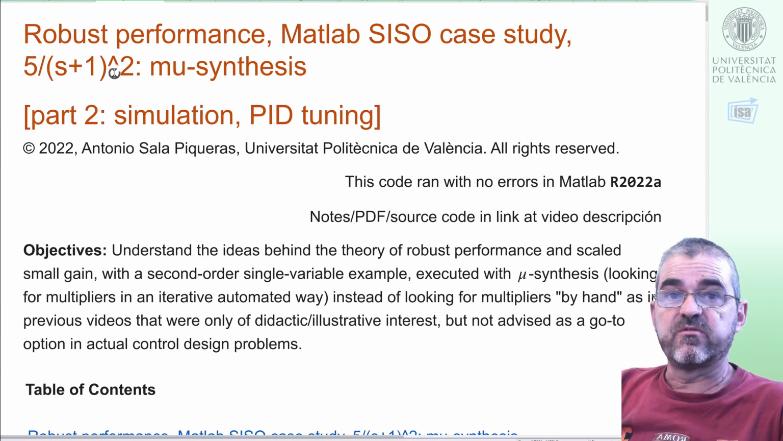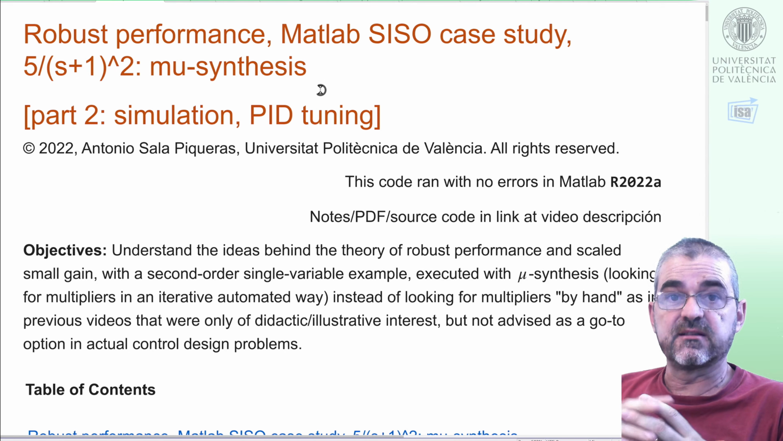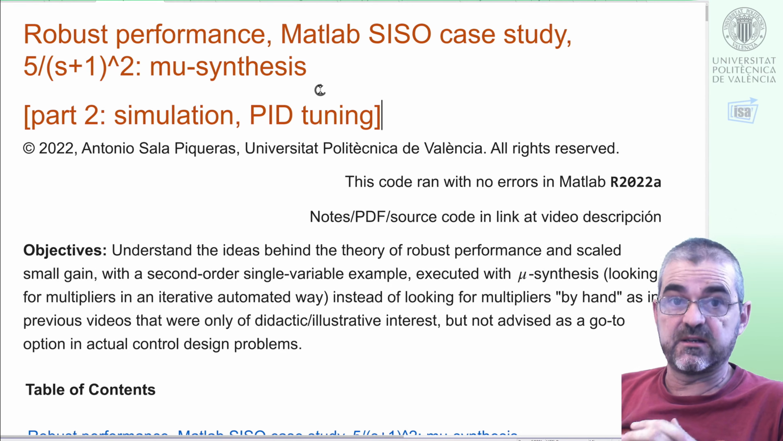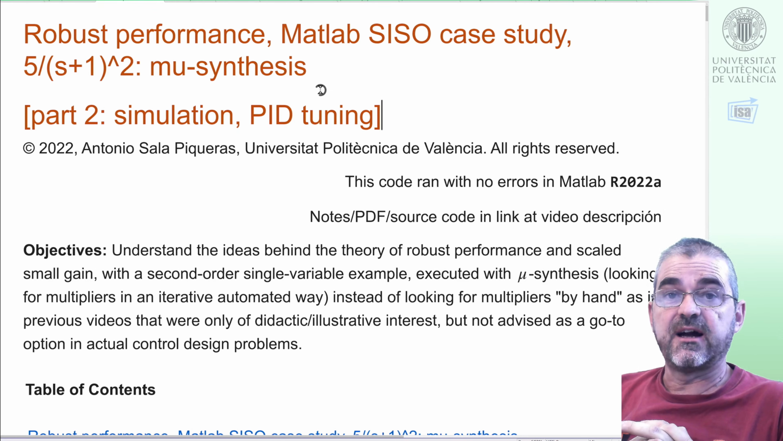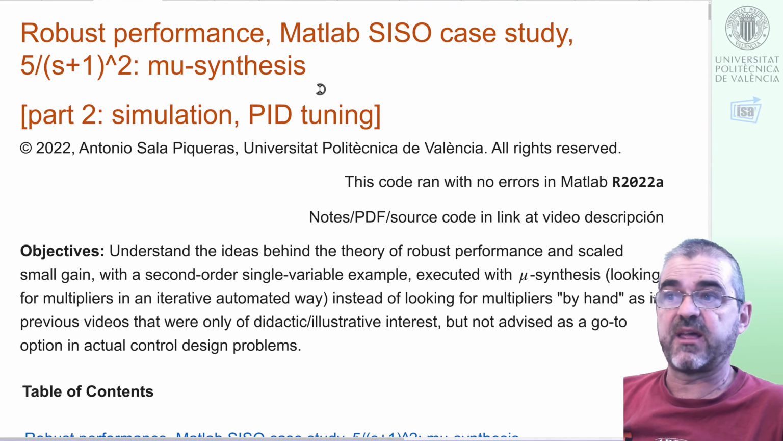In previous videos, we first manually solved the problem, building generalized plants and manually searching for scalings. But in the immediately previous video, we discussed mu synthesis, which is the way to go, because many of the things we manually did are carried out transparently by the musyn command. So here we will quickly review what we need to do, analyze and simulate the resulting controllers, and also compare with a PID tuned with the musyn command.